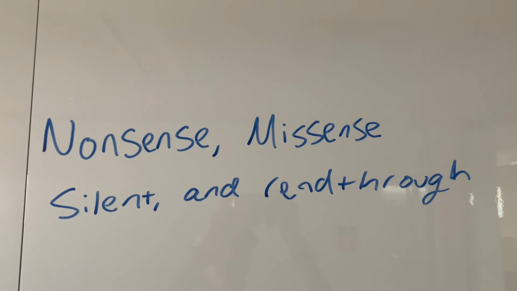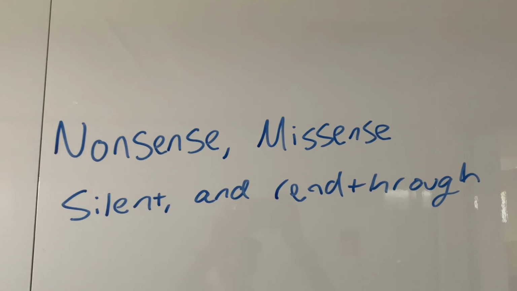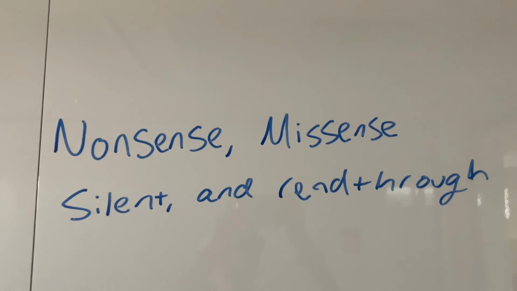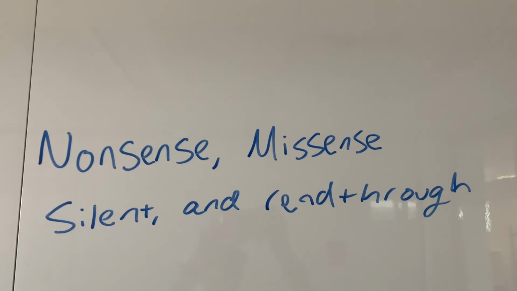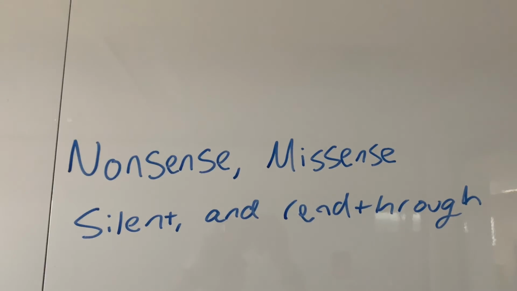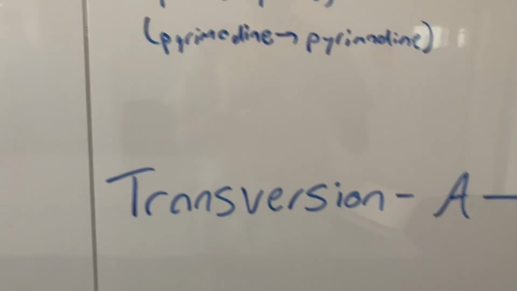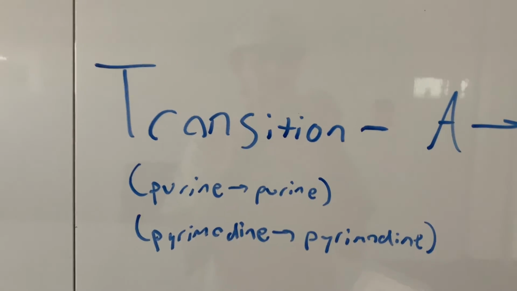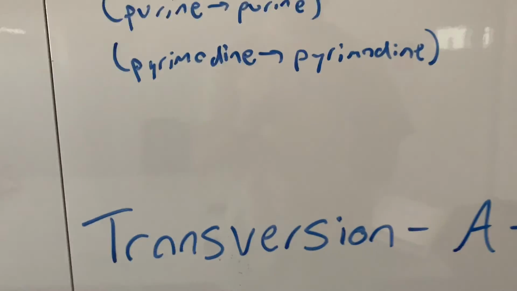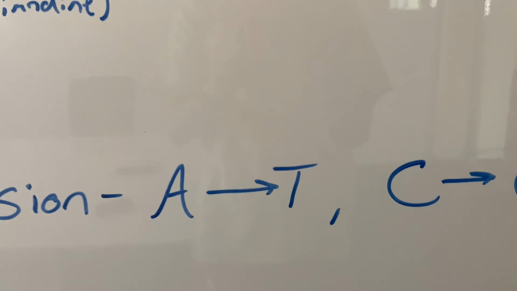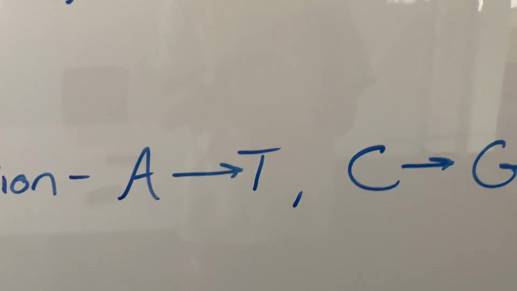In these strands, we can find 4 different kinds of point mutations, which is the change of a single nucleotide. We can classify these mutations as nonsense, missense, silent, and read-through. These mutations can be further classified as either a transition or transversion. A transition is a change from a purine to a purine or pyrimidine to a pyrimidine. A transversion is a change from a purine to a pyrimidine or pyrimidine to a purine.